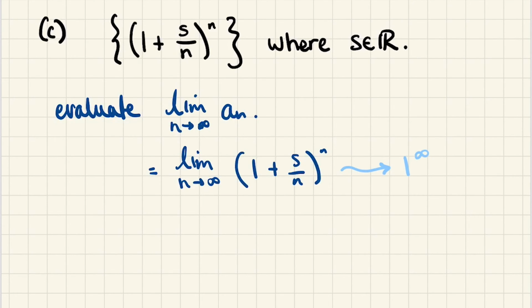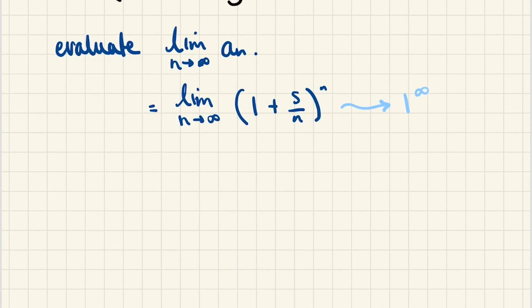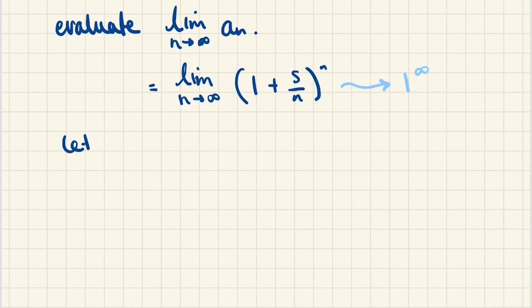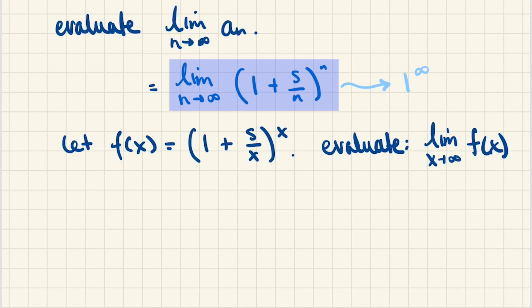And since we know we're going to use L'Hôpital's rule, we're going to have to get that related differentiable function, the interpolation. So we will let f of x equal (1 plus s over x) to the x. And we will evaluate the limit as x approaches infinity of f of x and put all our attention on doing that. And whatever that result is, we'll map over to the limit of the original sequence and we'll be able to draw our conclusion at that point.